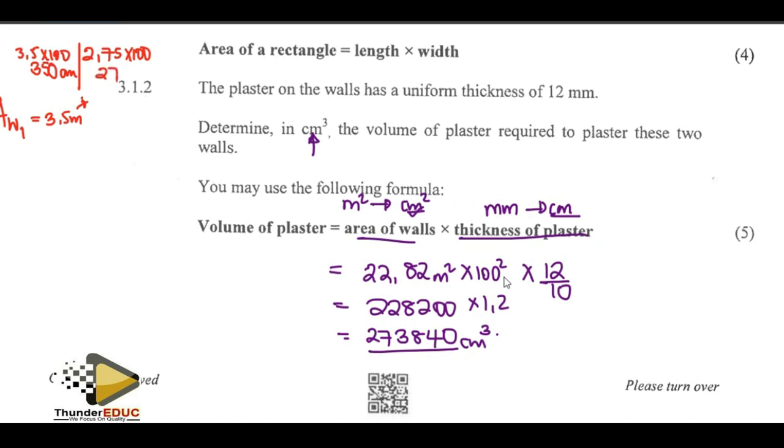Change the height, this becomes 2.75. These are centimeters. Come over here. The other one is 4.8 times 100. Remember, we are changing from meters to centimeters. You get 480. These are centimeters. Why am I changing to centimeters? Because they want the answer in centimeters cubed.